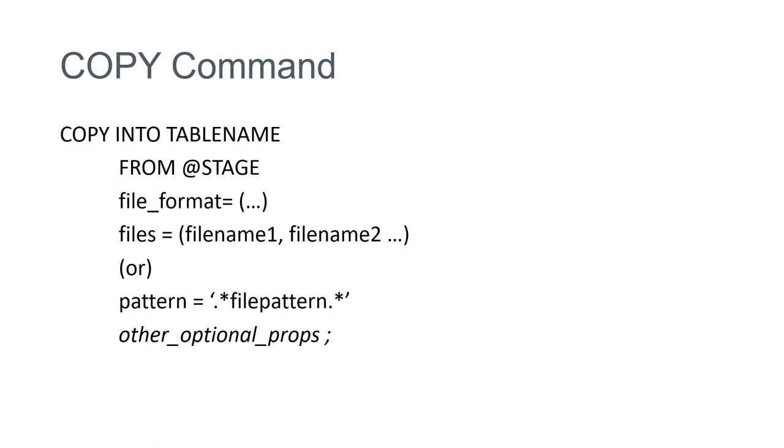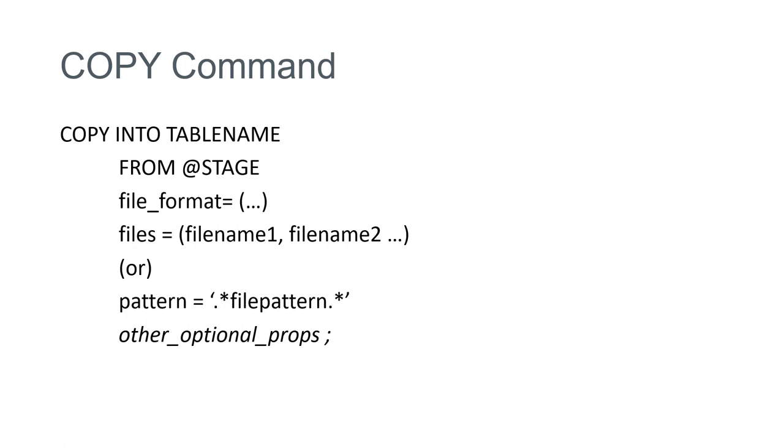Then from @ stage. I'll come to this part later. From the stage object, and we have to specify the file format. Suppose I have a file in an AWS S3 bucket. The file format I have to specify: whether it's a CSV file, JSON file or Parquet file. Also whether we need to ignore the first row. This file format object is a set of some properties. We'll explain this in the next video.